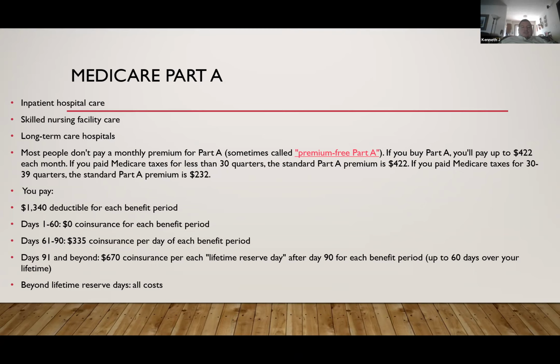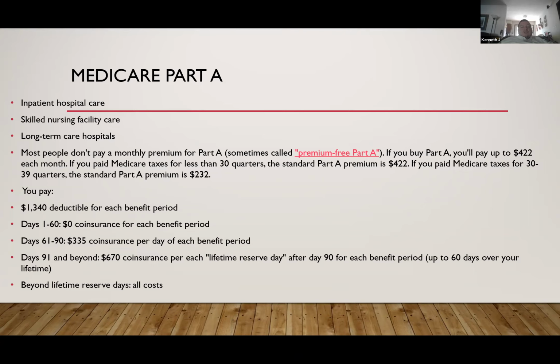You'll have a deductible of $1,340 each benefit period. A benefit period is 90 days. So every 90 days it resets. Days 1 through 60, you have a $0 co-insurance for each benefit period. Days 61 through 90, you have a $335 co-insurance per day of each benefit period. And days 91 and beyond, a $670 co-insurance for each lifetime reserve day after 90 days.